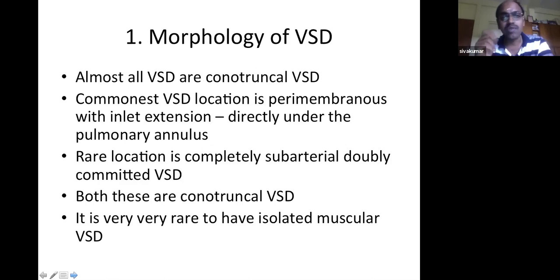First, coming to morphology of the VSD. Almost all the ventricular septal defects of corrective transposition will be conotruncal VSD. The commonest VSD location is perimembranous with some amount of inlet extension, and it will always be below the pulmonary annulus. So it is a perimembranous subpulmonic ventricular septal defect. Rarely, as I showed in one example, it can be completely subarterial and doubly committed. But both these are conotruncal VSDs. Isolated muscular VSDs are rare.